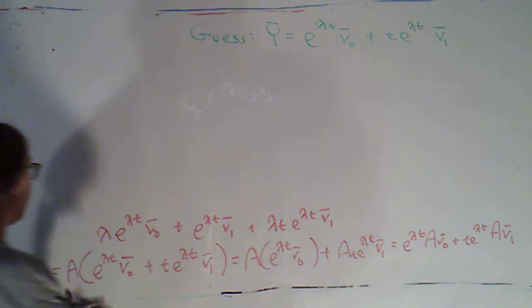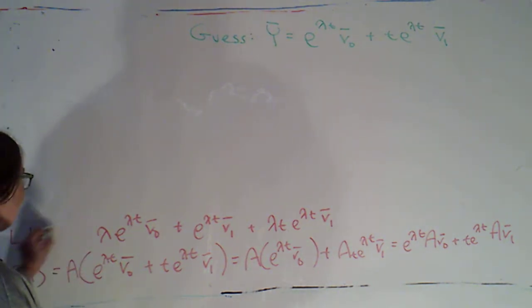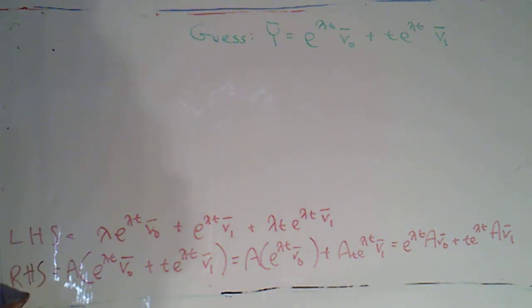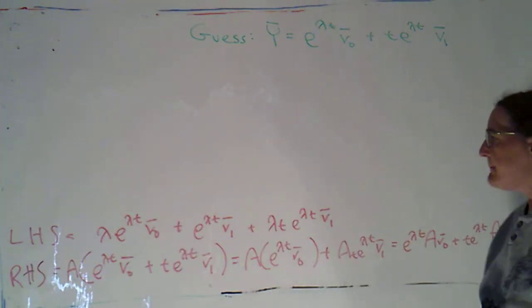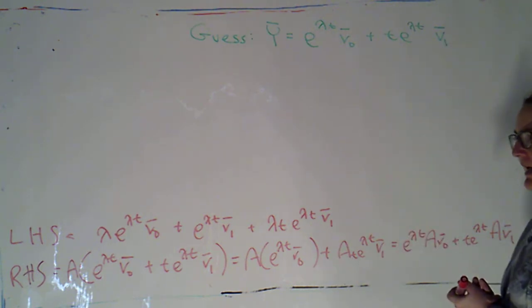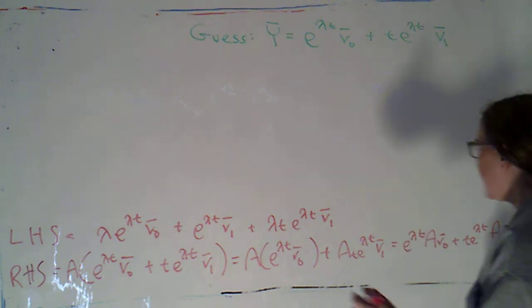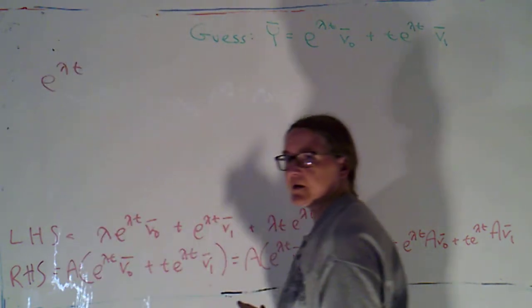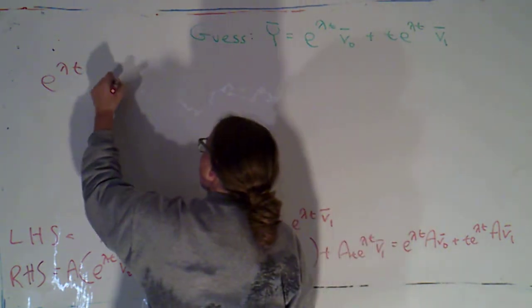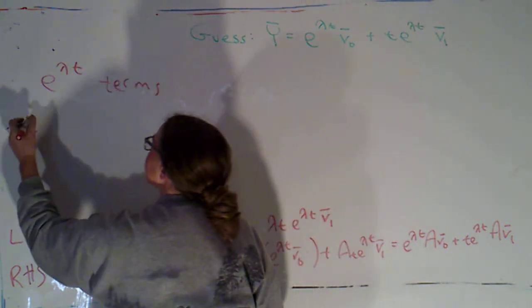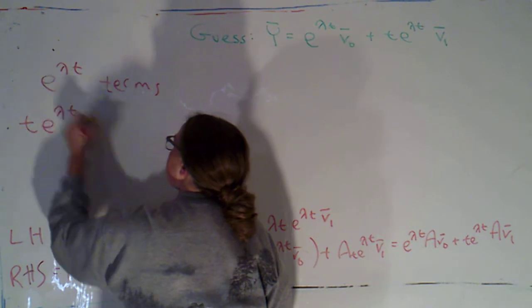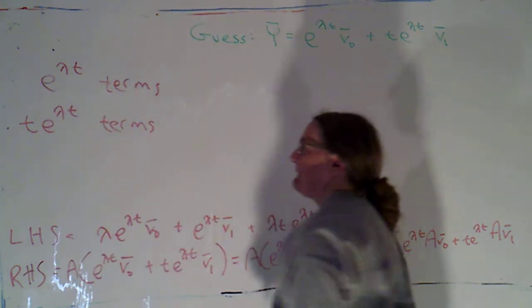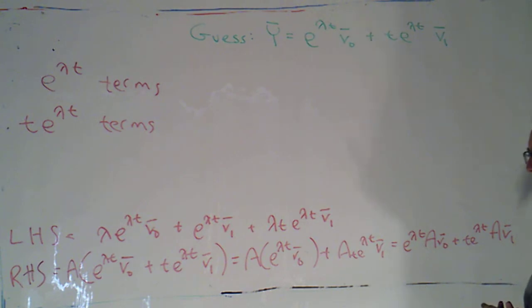So I'll keep this up. Down here, this was what the left-hand side simplified to, and then here was what the right-hand side was. Now, I'm just going to classify the terms based on where t shows up. I have two types of terms. I've got terms that involve an e to the lambda t, and that's the only place where t shows up. So I've got those terms. And then I've got terms that have a t, e to the lambda t in them. Everything else here is constant, so I can classify all of my terms that way.